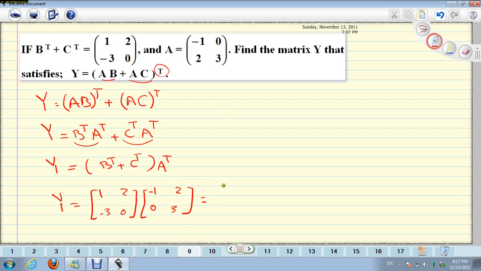Now I'm gonna multiply these two matrices. Simply, I'm gonna multiply the row by the column. 1 times -1 is -1, and 2 times 0 is 0, so the answer here is -1. The same row by another column. So 1 times 2 is 2, 2 times 3 is 6, so the answer is 8. This row now, -3 times -1 is 3, and 0 times 0 is 0, so the answer is 3. And here -3 times 2 is -6, and 0 times 3 is 0, so the answer here is -6.